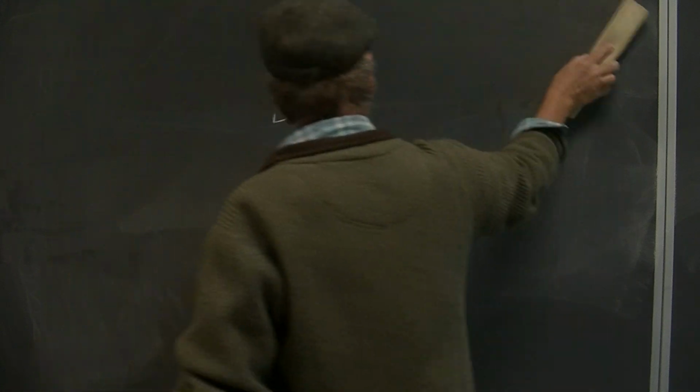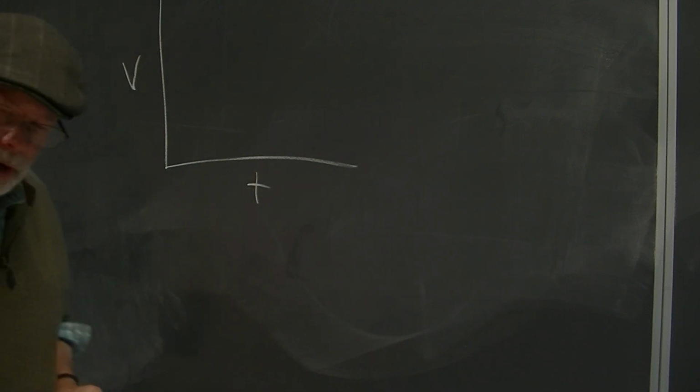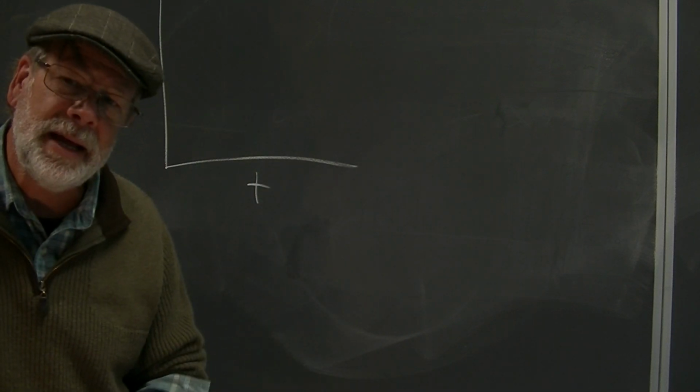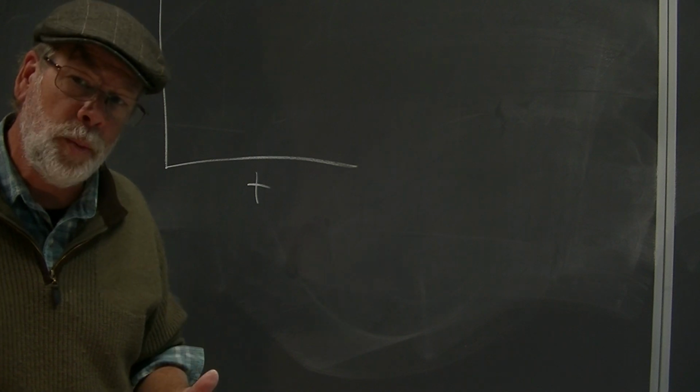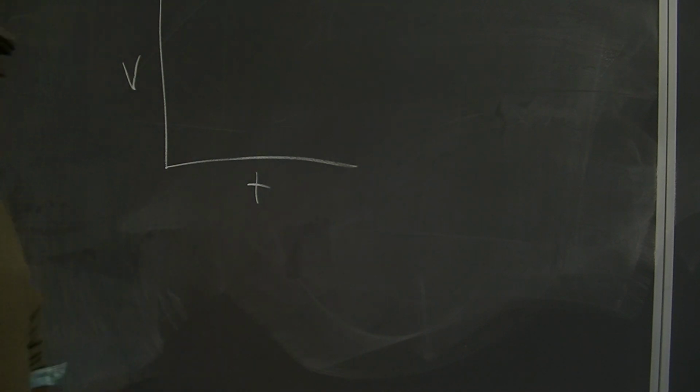So the next graph is a velocity time graph. Without me doing anything else, take a second and think about what's the slope of a velocity time graph. I'll give you a second, maybe 2.